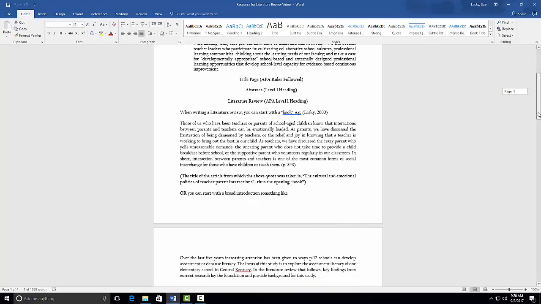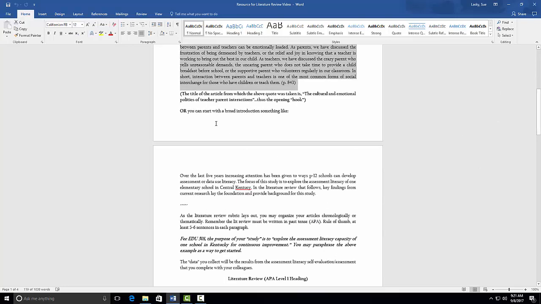The first step here is in putting together your opening paragraph. And often I write the opening paragraph at the end. It's just how my mind works, but I always put something in there to get the thinking going. You can start with a hook. And this is an opening paragraph that actually went into an article that I published back in 2000. The article was called The Cultural and Emotional Politics of Teacher-Parent Interaction. But with a hook, it's kind of a creative way just to draw your readers into the topic.